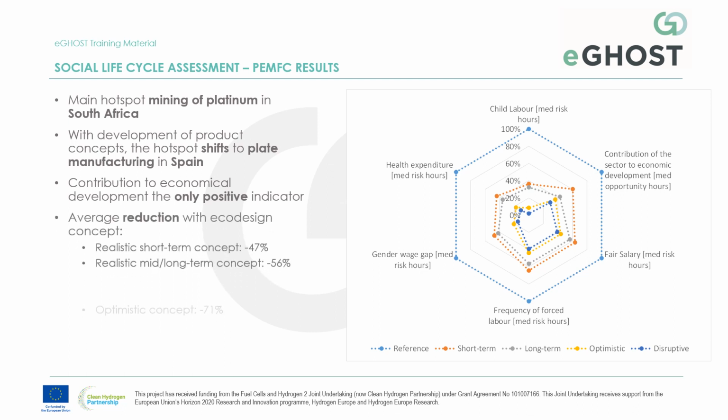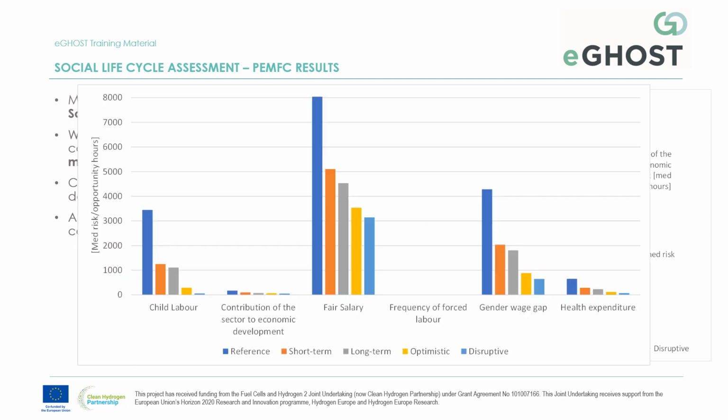So the average reductions are quite high, up to 77% for the disruptive case, which is quite significant. And here are also the absolute values, to maybe get a better idea. When I said before that the fair salary is the most critical one, it still is.